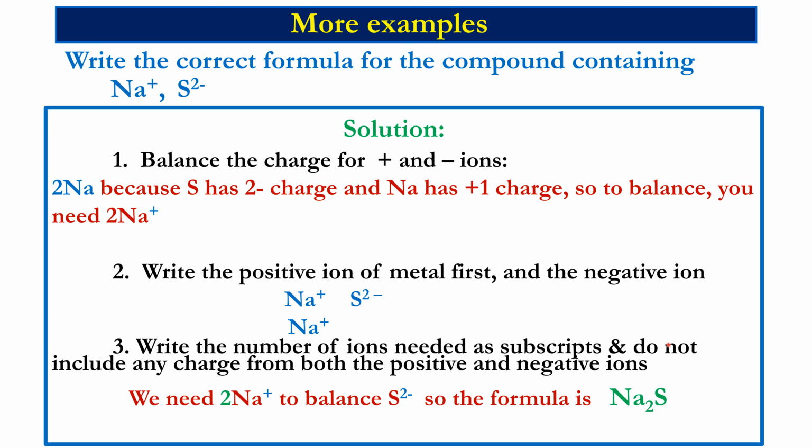So the next thing is to write the number of ions needed as subscripts and do not include any charge from both the positive and negative ions. So we need two Na plus to balance S2 minus. So then the formula is Na2S. So this 2, because we needed two Na plus to balance S2 minus. So this is the formula, Na2S.